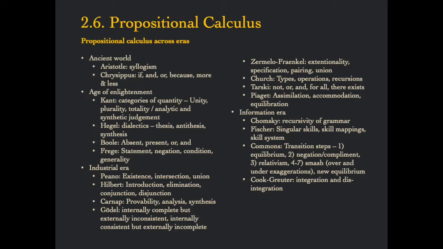And then we have Cook-Greuter, who I think is worth mentioning because she makes reference to a lot of different authors in developmental psychology, and her concept of integration and disintegration. And of course, integration is the forward motion of computation, combining things together, and then disintegration is the backwards motion of computation, dividing things into their components.